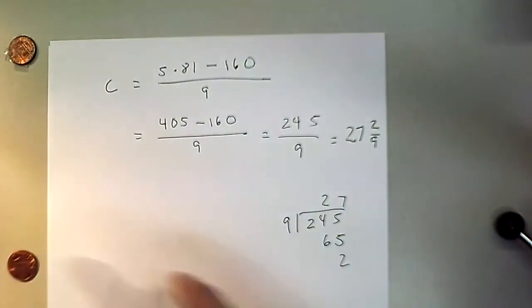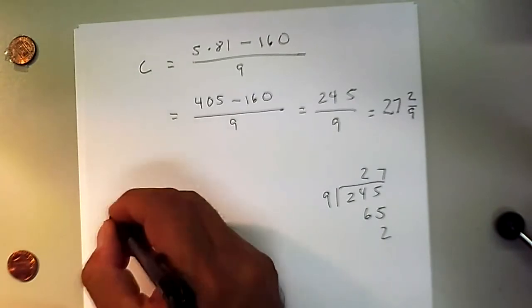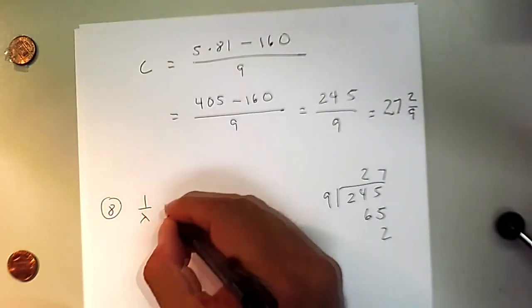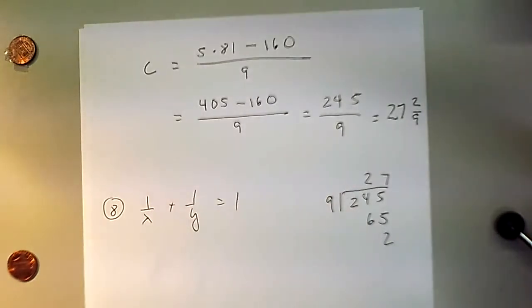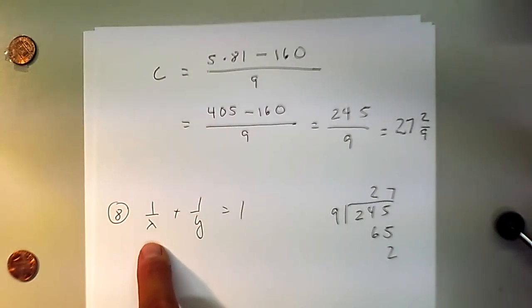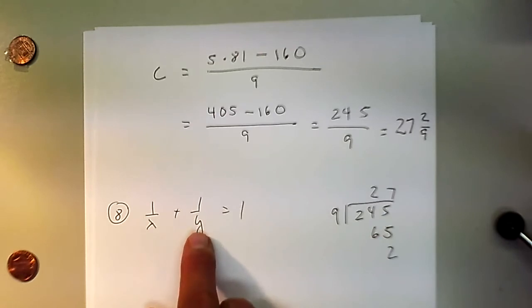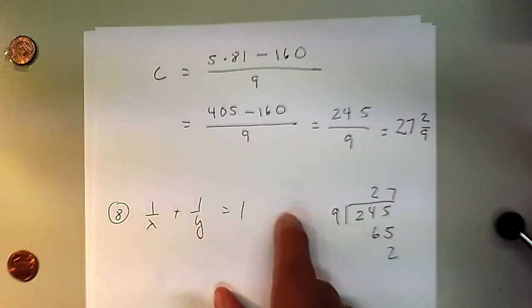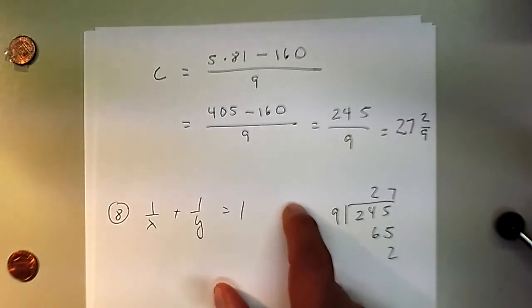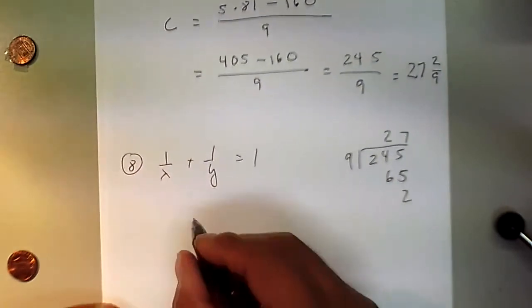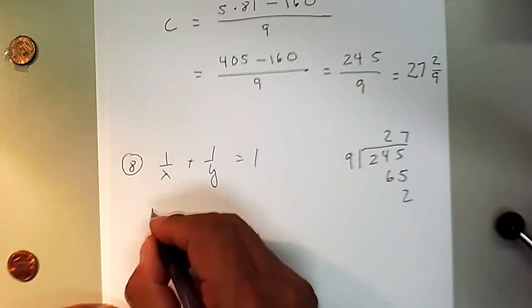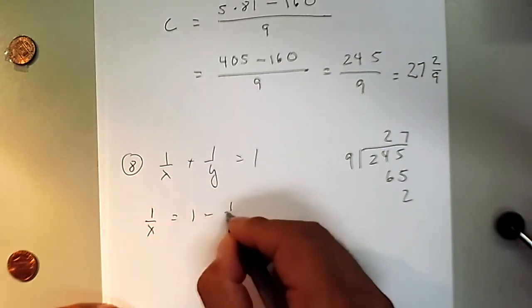This example is a little interesting, handy. 1 over x plus 1 over y equals 1. We want to solve this equation for x. So that means that we have to have x by itself on one side of the equation and nothing else. There's many ways to go about this. Some people want to subtract the 1 over y, which is not necessarily wrong. Yeah, let's do that just to show how things could happen. So 1 over x equals 1 minus 1 over y.